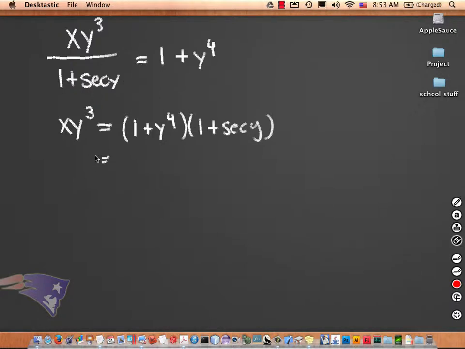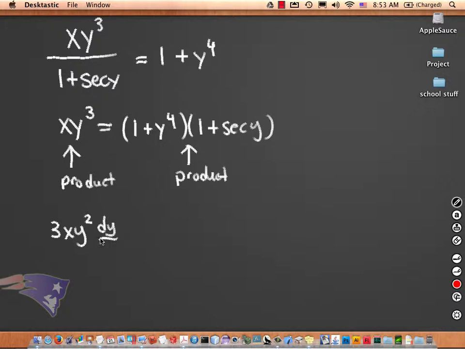So now let's go ahead and find dy dx. Now just realize, Carrie, that this right here is a product. So we're going to use the product rule. This right here is also a product. First times the derivative of the second. So this is 3xy squared dy dx. Plus second times the derivative of the first, that's just y cubed.